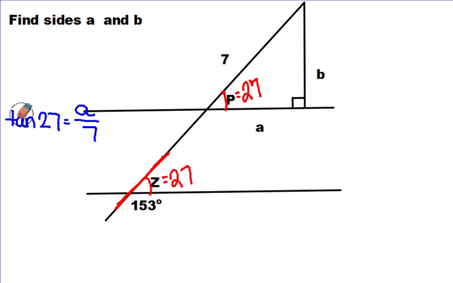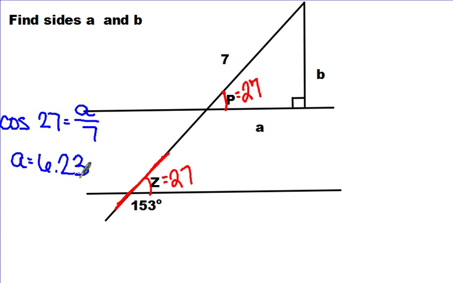Adjacent and hypotenuse is not tangent, we'll be finding the cosine. Cosine is adjacent and hypotenuse. So we do the same thing. We're just going to multiply 7 times the cosine of 27 to solve for side A, which means that side A is going to be 6.23 if we round it to 2 decimal places.